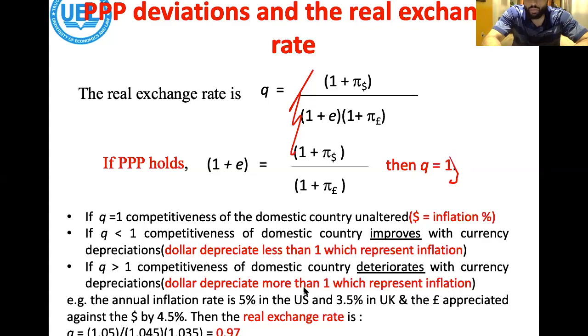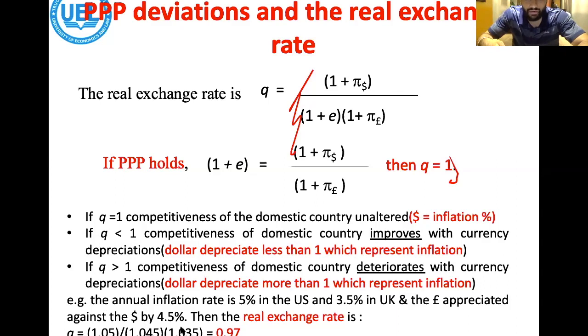So always remember, the dollar depreciates more than 1, the dollar depreciates a lot; the dollar depreciates less. Remember, in both cases, Q less than 1 and Q more than 1, the dollar depreciates. But here, the dollar depreciates less than 1, and here the dollar depreciates more than 1. More than 1 means more than 100% the dollar is depreciating. That's the meaning of Q greater than 1.